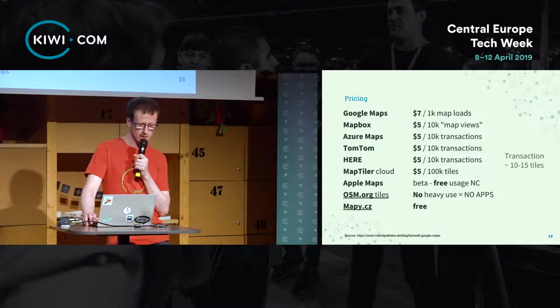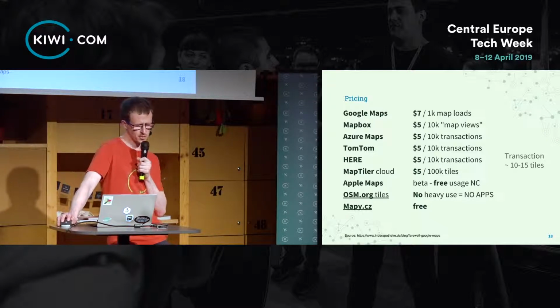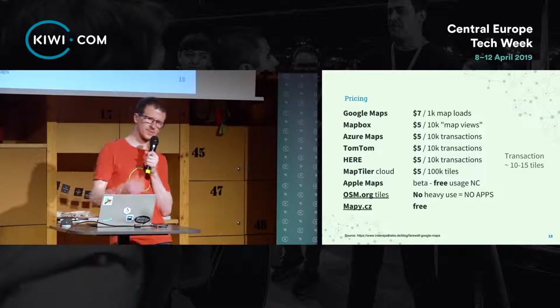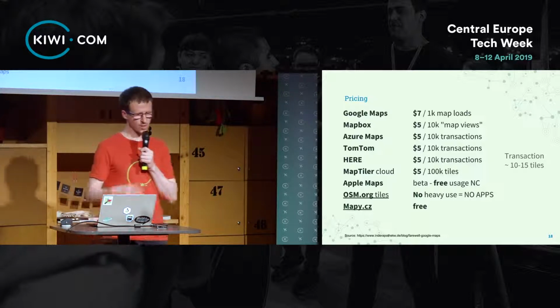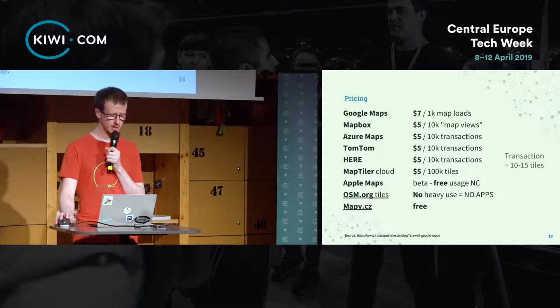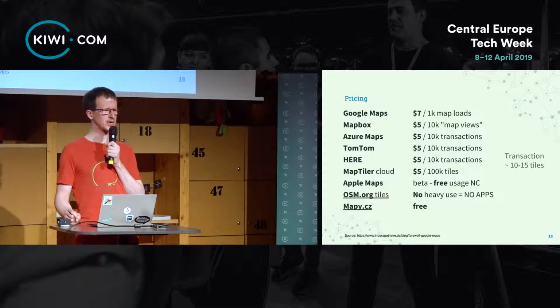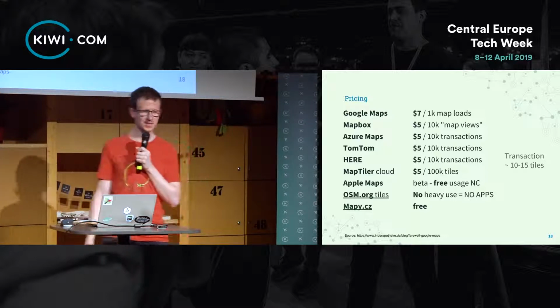Fine. So now we speak about the pricing. This is the new pricing, I believe. Google charges you $7 for 1,000 map loads, which is every user who loads the map. All the other providers are charging for loaded tiles, or as they call it, transactions, which cover like 10 to 15 tiles. So if you have like 100 users per day, you can be charged like $35 per month. But if you are a bigger company, this easily goes into thousands.